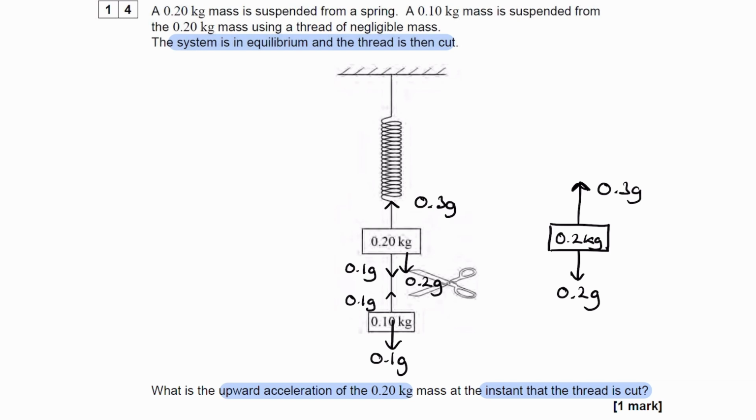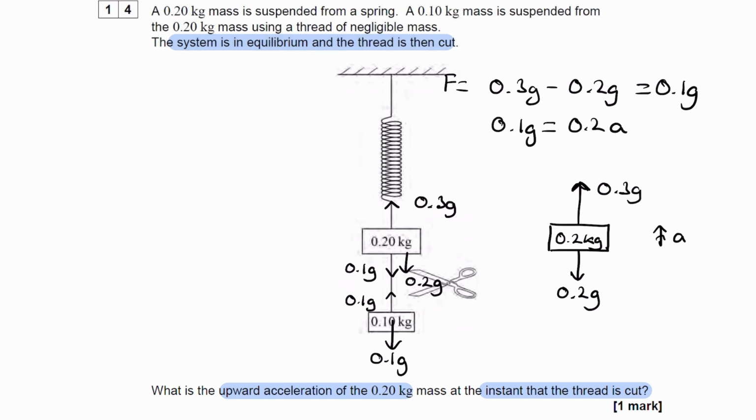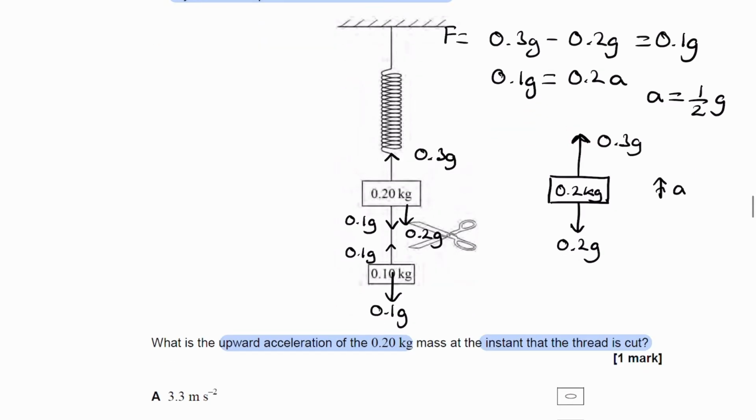If it's stretched by the same amount, the tension in the spring should be the same as well. So 0.3 g upwards, and that leads to an upwards acceleration of, let's say, a. The resultant force would be then 0.3 g minus 0.2 g, so that will be the overall upwards force. So this is our F, that's 0.1 g, resultant force is then equal to ma, the m is 0.2, the acceleration is a, and when we rearrange this for a, we get a half g. That's just doing the 0.1 divided by 0.2, the g is still there. A half g is 4.9.